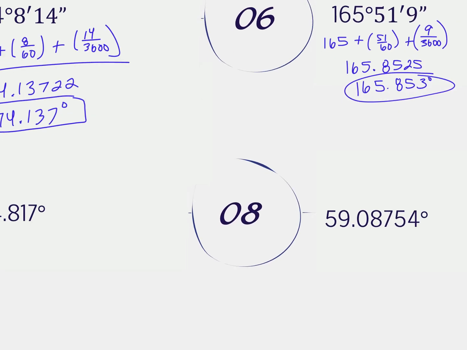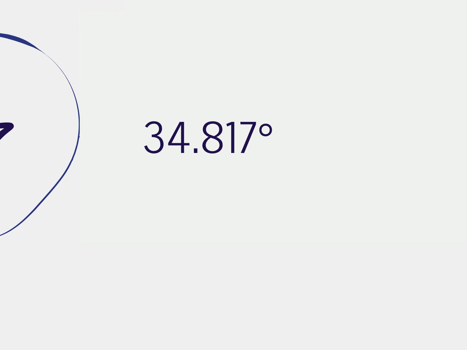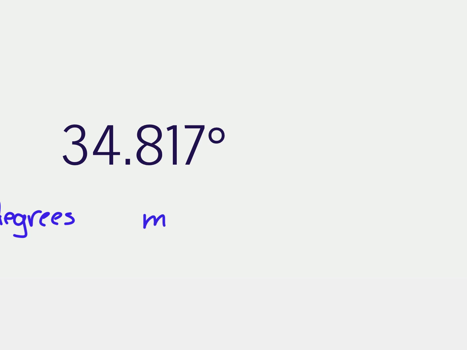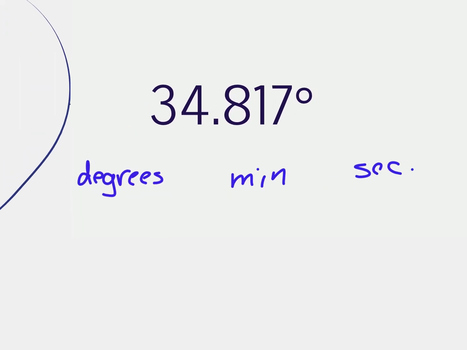2 more. All right, what are we starting off here at number 7? How are we starting off? Starting off in just the decimal degrees. So I need to go to degrees, minutes, and seconds. Here's how we do that. Okay, I'm going to write it out like this. Degrees, minutes and seconds.